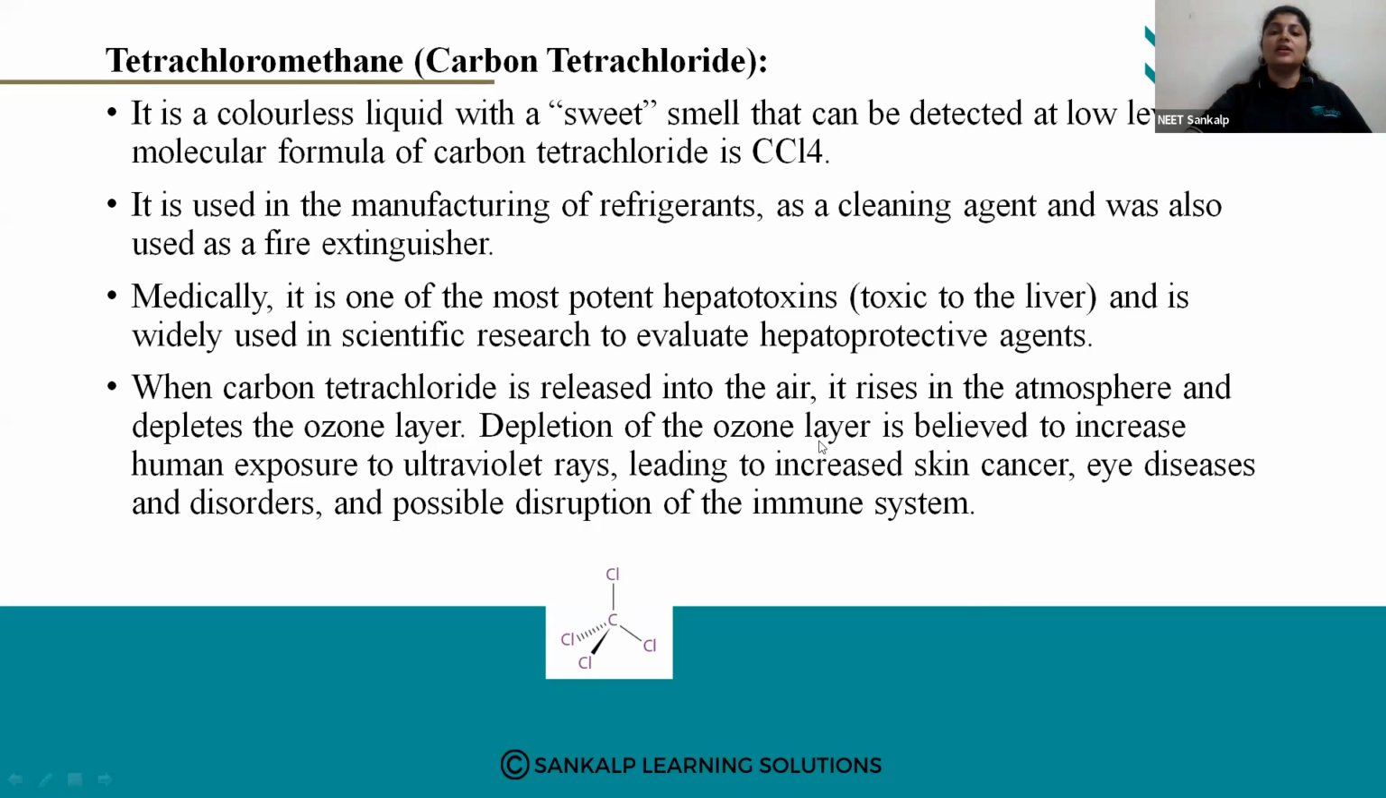So as carbon tetrachloride is released in the atmosphere, it begins to deplete the ozone layer. As you know, the ozone layer protects the earth from the harmful rays coming from the sun, that is, the UV rays. So if you release carbon tetrachloride, there will be a thin layer of ozone. What will this thin layer of ozone do? It will start to deplete. So if it starts to deplete, what will happen?